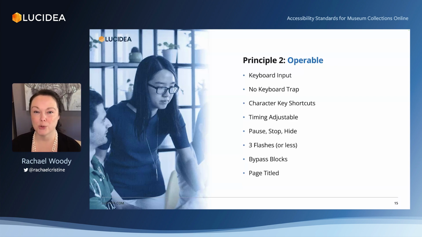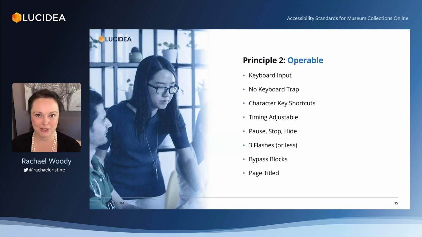Similarly, we need to make sure that there's no keyboard trap. This is what happens when someone is using a keyboard to move and navigate into an element of our collections online interface. For example, maybe they've not clicked, but used their keyboard to access an image and enlarge it. It must also be possible for them to navigate out of that. So again, with keyboard input, being able to navigate out of that enlarged image area without getting trapped. That's what the keyboard trap means: if they get into something through keyboard input, they need to be able to get out of it with keyboard input.